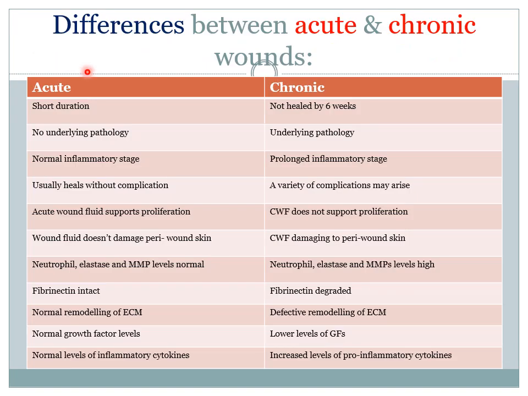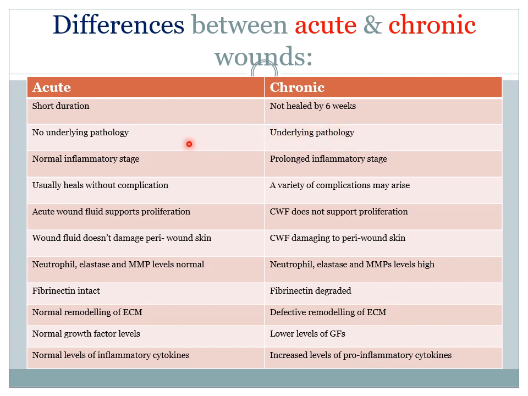Now, this table is very important. What is the difference between acute wounds and chronic wounds? The acute wound is of short duration, as I've said. It is less than 2 weeks, while the chronic wound is one that has not healed by 6 weeks. Some consider it 6 weeks, some consider it 12 weeks. Anyway, wounds that are between 2 and 6 weeks are called subacute wounds. In acute wounds, there is usually no underlying pathology, while in chronic wounds, there is an underlying pathology, for example, diabetes or a chronic infection or a pressure sore, etc.